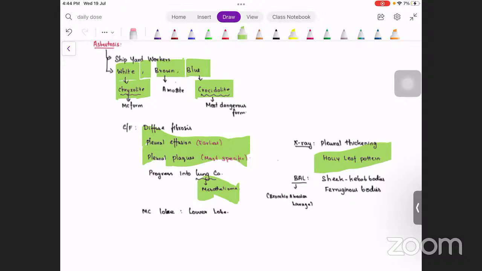Bronchoalveolar lavage shows two important things: asbestos bodies and ferruginous bodies. Very, very important. Asbestos bodies and ferruginous bodies are seen in asbestosis.